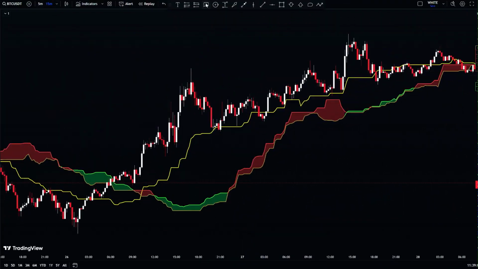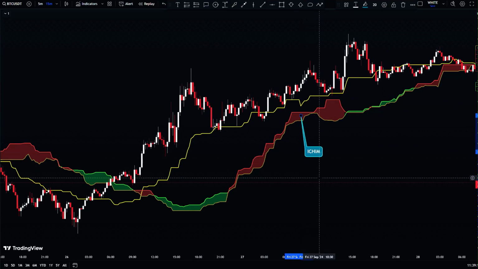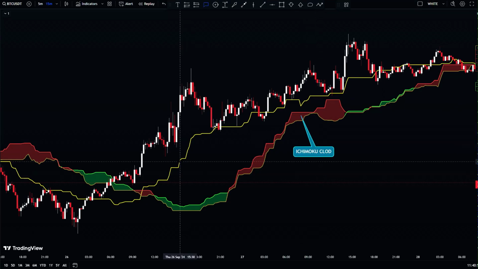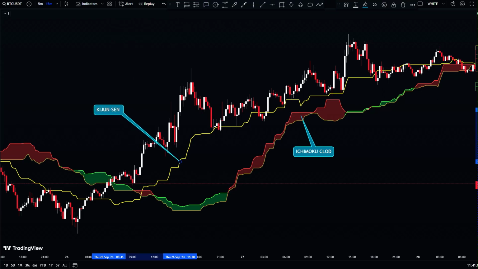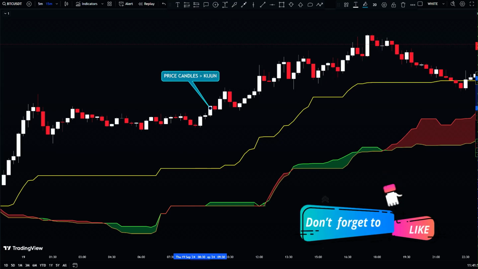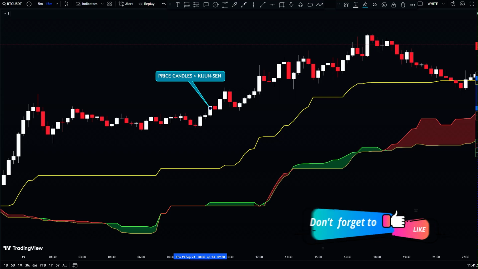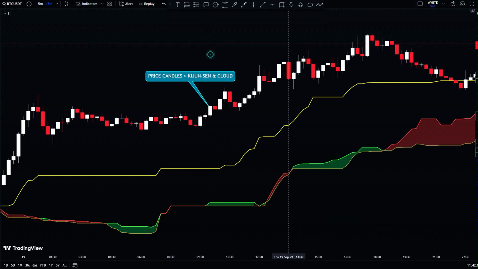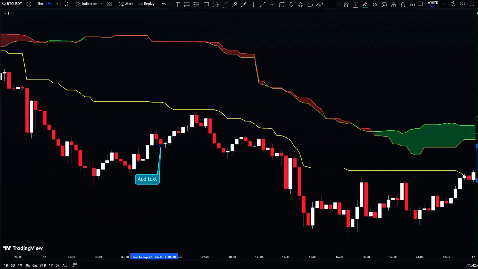Now, let's talk about what we have on the chart. We should see the Ichimoku cloud and the Kijun-sen line. These components are really helpful for identifying trends. When the Kijun-sen line is above the cloud and the price candles are above both, we call it an uptrend. On the other hand, when the Kijun-sen line is below the cloud and the price candles are below both, we call it a downtrend. So that's how we detect trends with this strategy.